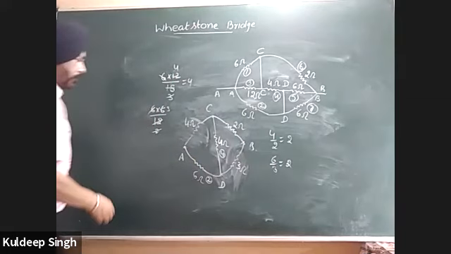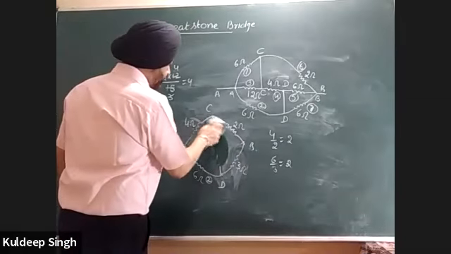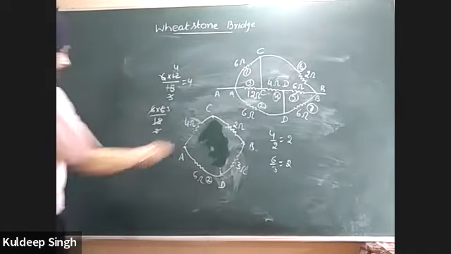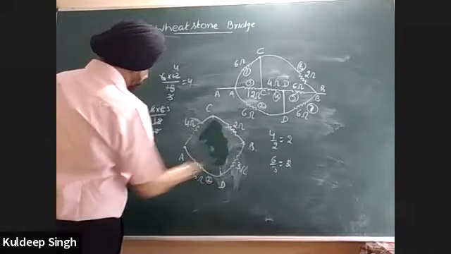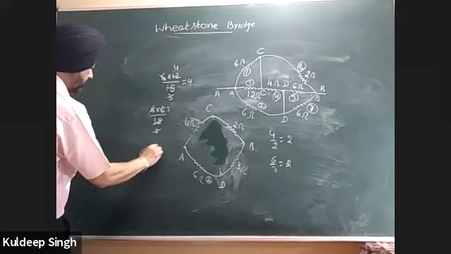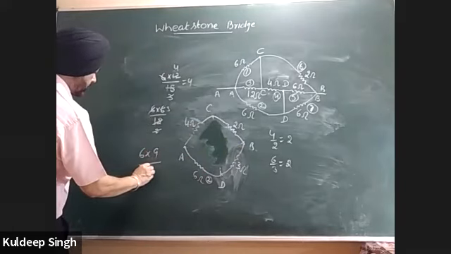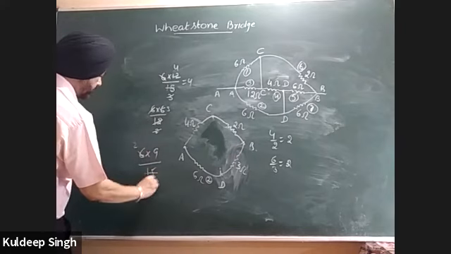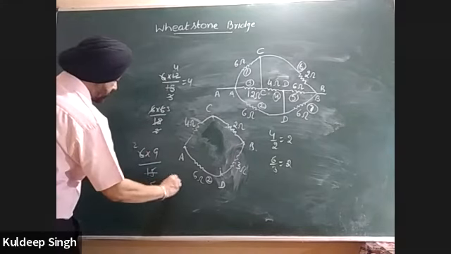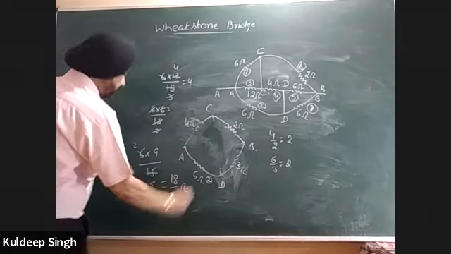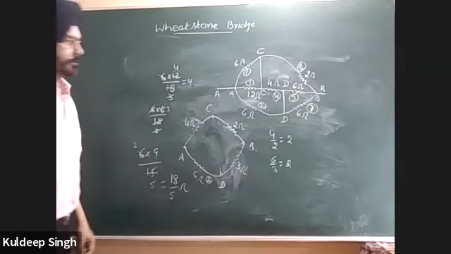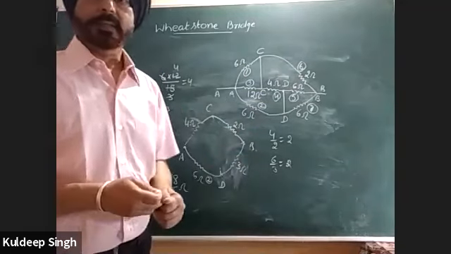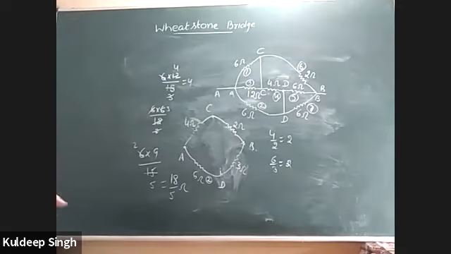So I can remove this one, and now 6 ohm and 9 ohm are in parallel. 6 into 9 divided by 15. This is 2, 5. The answer is 18 by 5 ohm. So the total resistance of this circuit is 18 by 5.